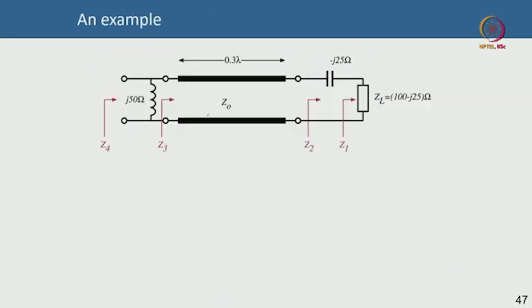Okay. Now suppose I have this particular structure, I have a transmission line of length 0.3 lambda. I have a capacitance in series whose impedance is minus j25 ohm. Remember, this is 1 over j omega c.